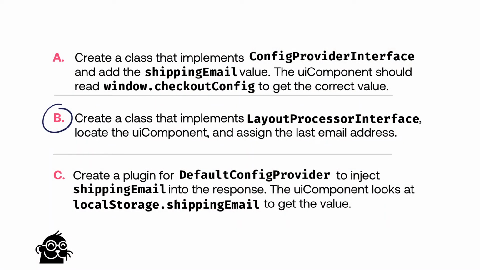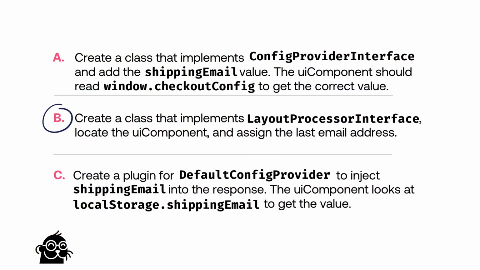So I'm just going to skip ahead here for a second and mark B as the correct answer, so there's no ambiguity here with what we're doing. All right, and then C. Create a plugin for default config provider. This is a twist on the wrong A answer, basically using shipping email. And so this is fundamentally wrong. Like A can work and A does work. It's not ideal, but it does work.